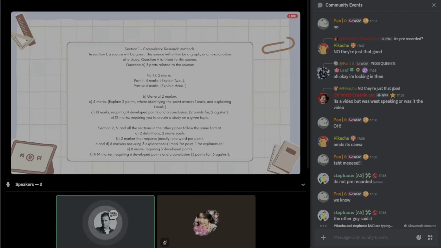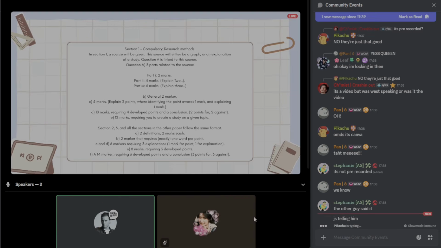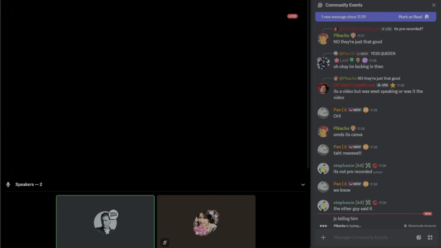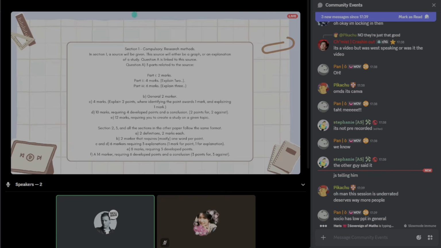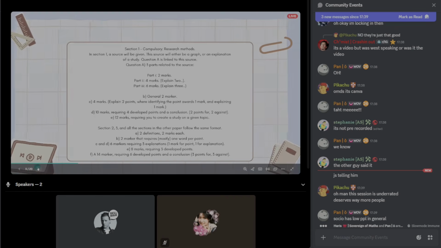Section 2 and 3 and all the other sections in paper 2 will also follow the same format. The A part has two definitions with 2 marks each, and the B part is a 2 marker that requires mostly one word per point. C and D are both 6 markers requiring three explanations, 1 mark for the point and 1 mark for the explanation. The E part is 8 marks requiring three developed points. F is a 14 marker requiring six developed points and a conclusion: 3 points for, 3 points against, then a conclusion with your analysis.